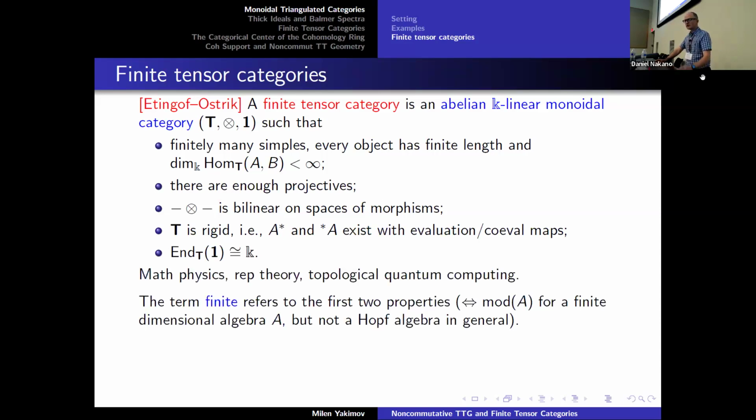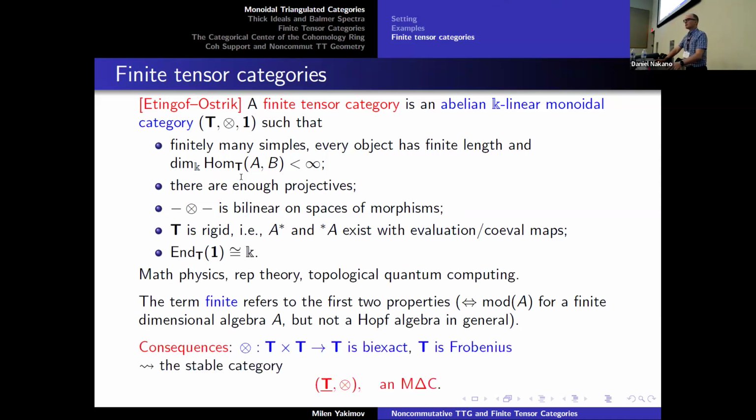So just like I said, these are coming up in various sorts of situations. The term finite refers to the first two assumptions: finitely many simples and enough projectives. And a very quick consequence of the existence of inverses is that you can write down left and right adjoint functors for the left and right tensor products, which gives you immediately that the tensor product is bi-exact.